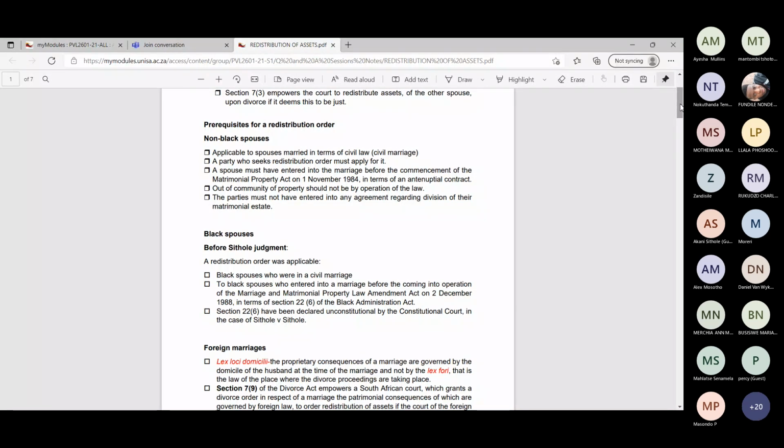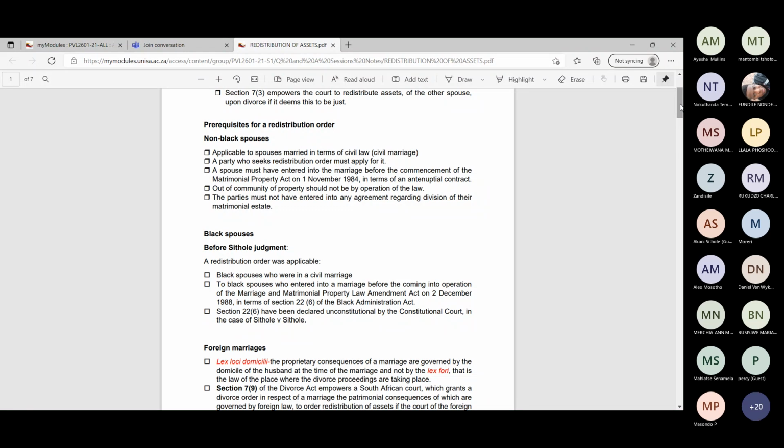I will use white people as an example, though it applies to anybody who is non-black. For white spouses, if the wife was a housewife and her estate is sitting on 0, the wife can request the court to redistribute assets from the husband's estate into her estate, so that she does not leave the marriage empty-handed.